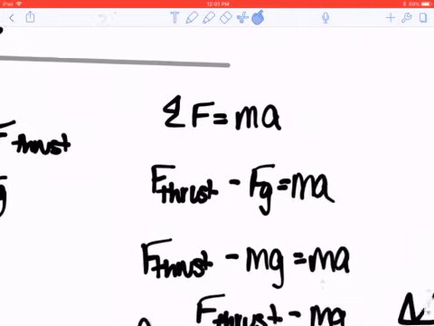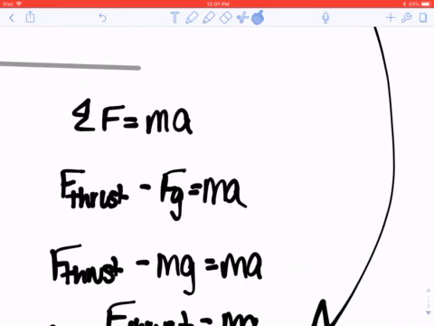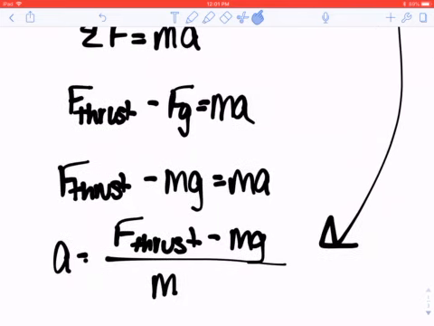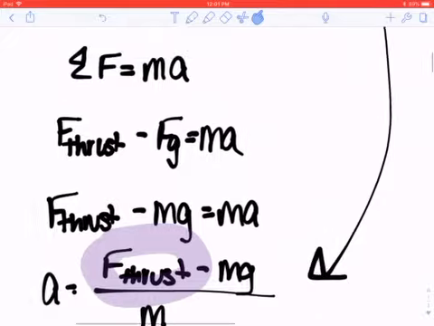Now, if we do our F equals ma, we figure out that the acceleration of the rocket is equal to the force of the thrust minus mg, all over the mass of the rocket. Now, this right here is dependent on the engine used. I will give you a chart that will explain what that force is, so don't worry about finding that number. But mass we can just measure with our scale.